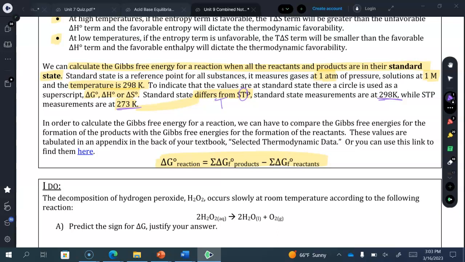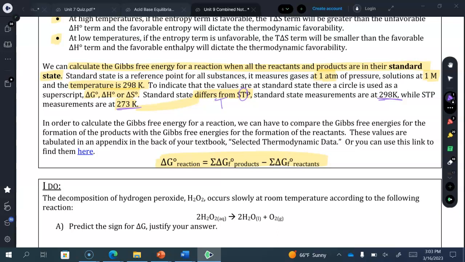In order to calculate Gibbs free energy for a reaction, we can compare the Gibbs free energies for the formation of products with the Gibbs free energies for the formation of reactants. These values are tabulated in an appendix in the back of your textbook, and you can just look them up. A lot of the time these will be given to you, so you don't need to memorize them, but for classwork you may have to look in a textbook.